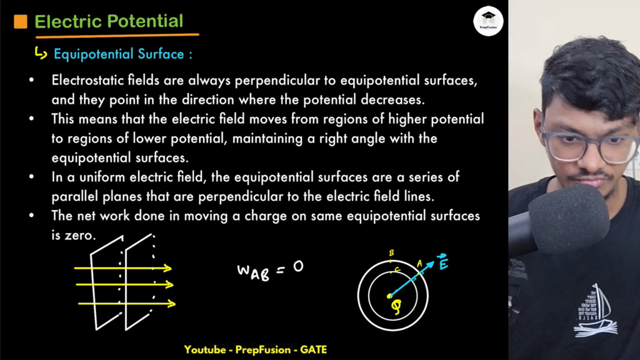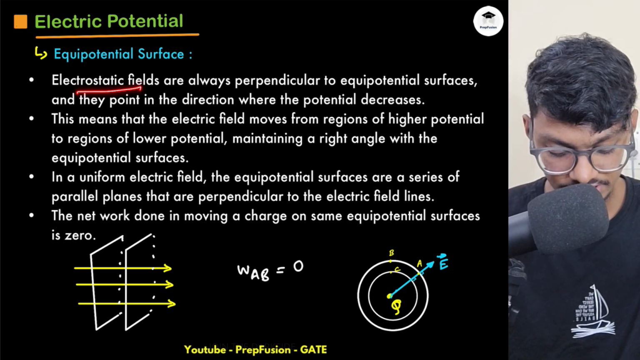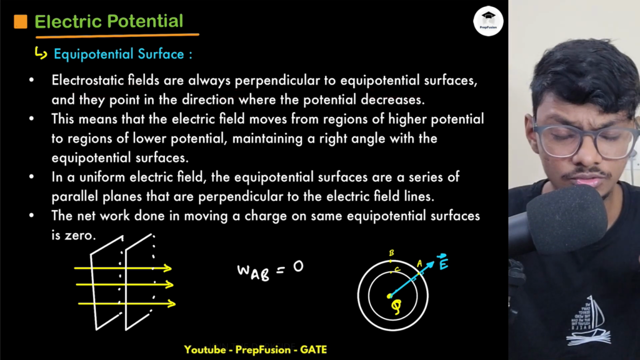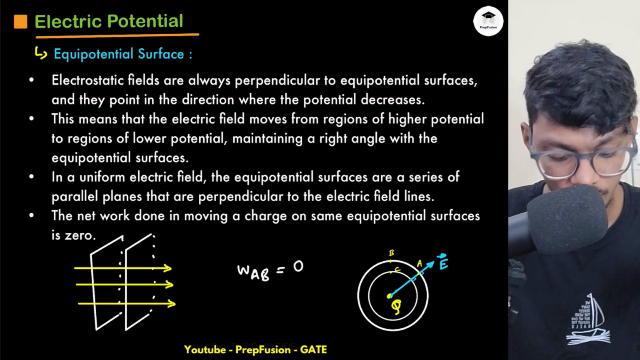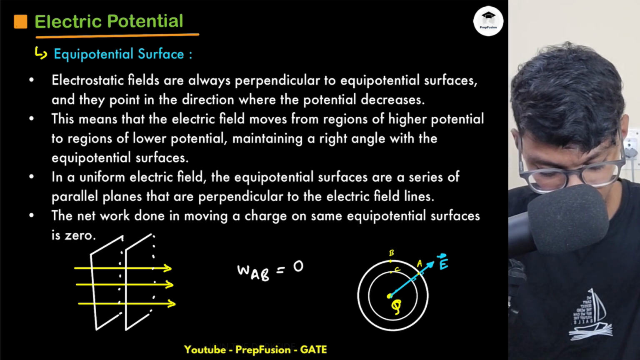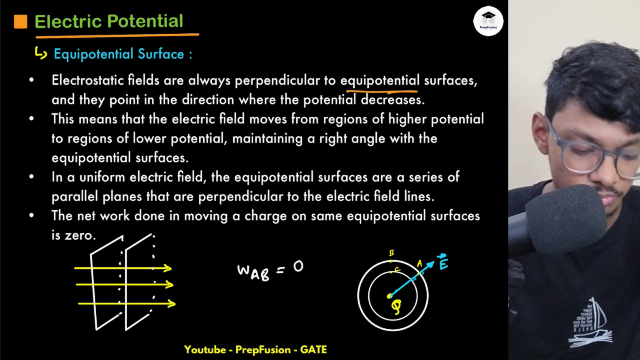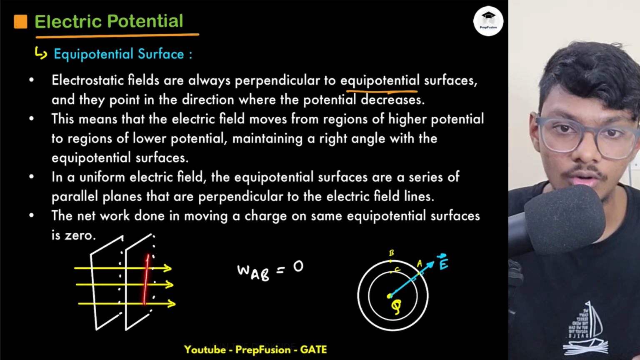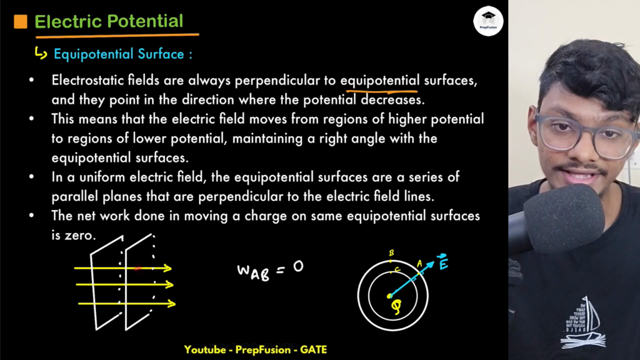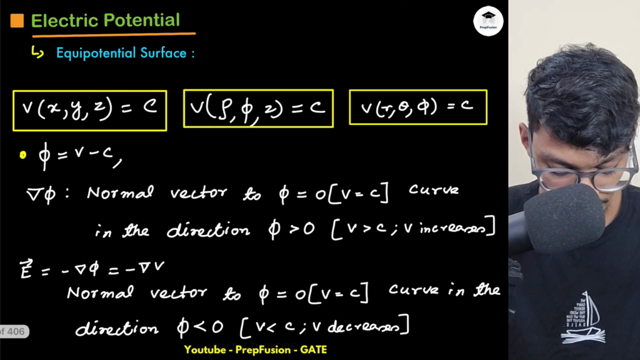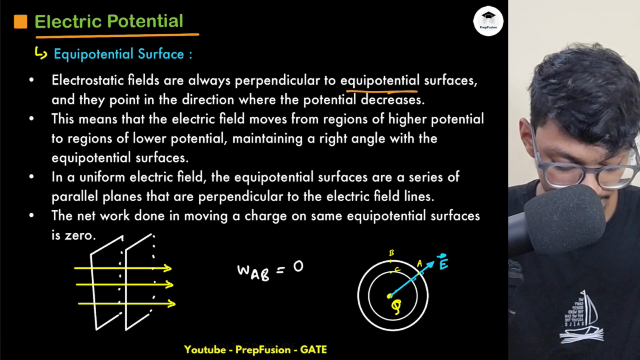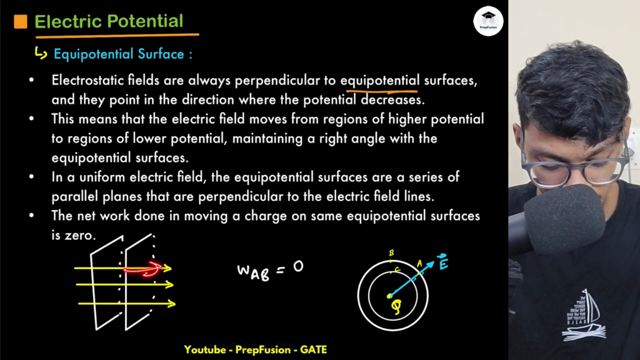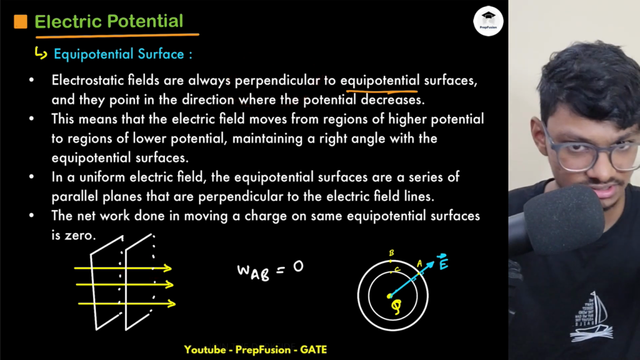Okay, so let's read more about equipotential surface. A bit of information they have given me: electrostatic fields are always perpendicular to equipotential surfaces. So this is a very important point that you have to note, that your electrostatic fields will always be perpendicular to equipotential surfaces. Why? If the surface is equipotential, I already told you, the direction of the electric field will be a normal vector in the direction in which V is increasing. So it will always be a normal vector. If it is a normal vector, that means it will be perpendicular, correct? That is the simple reason.